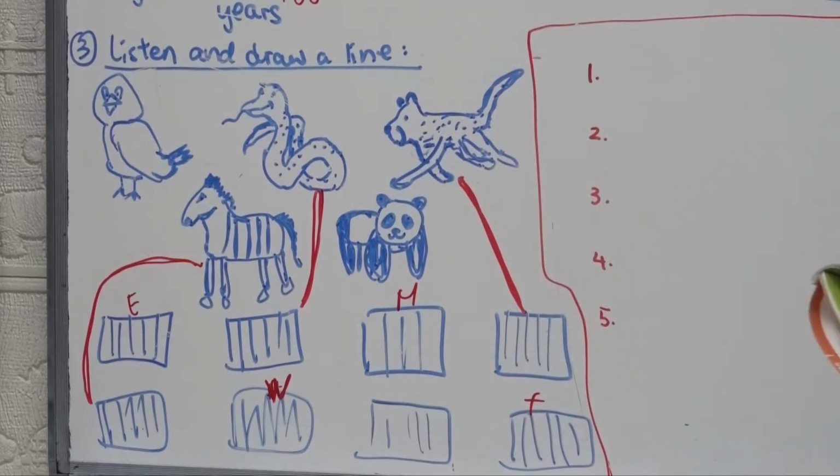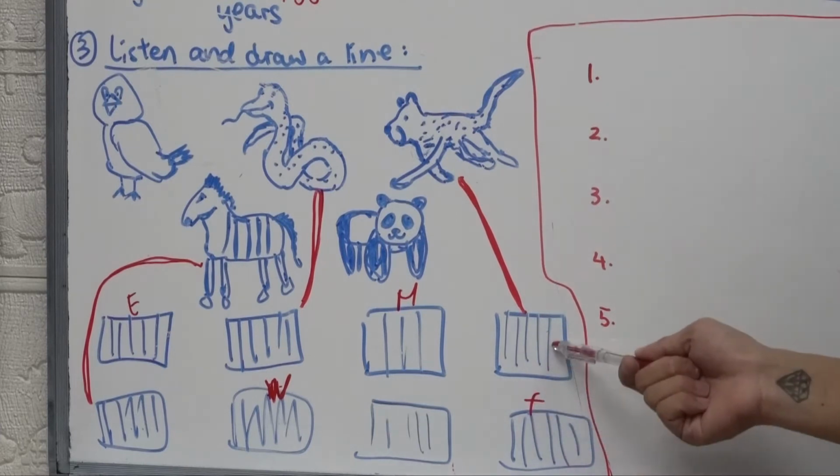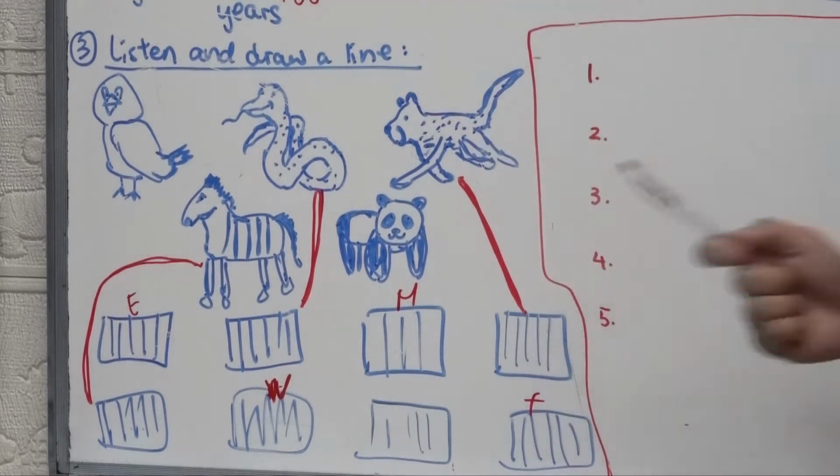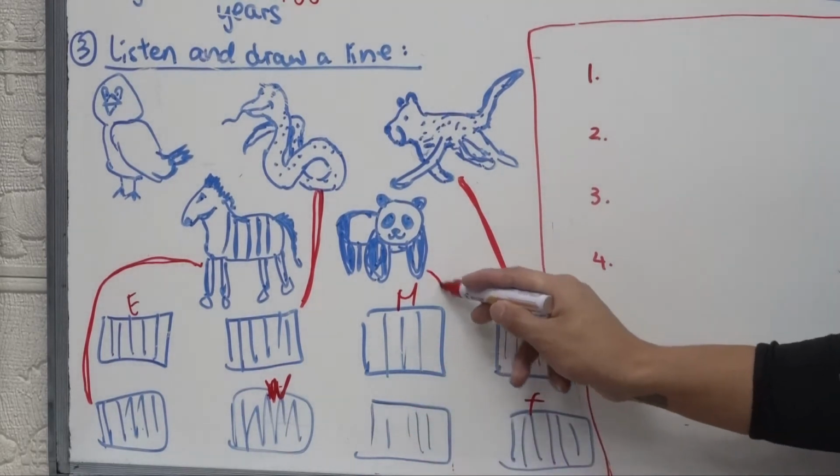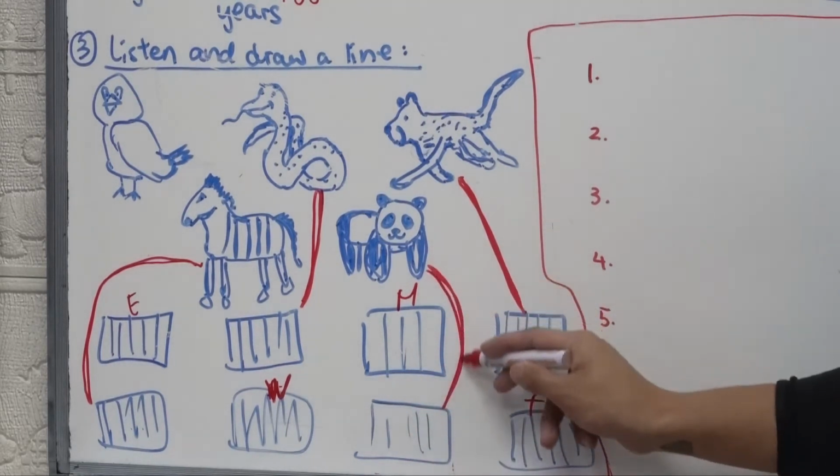Alright, next one we have the panda. Alright, so the panda is next to the turtle, right? The panda is next to the turtle. So again, next to can mean this one? No, right? It's opposite, and someone's there already. So next to can mean this one, right? So panda next to the turtle.